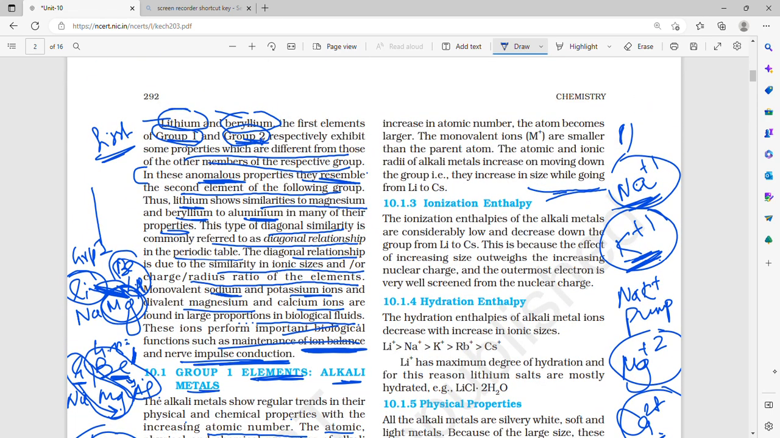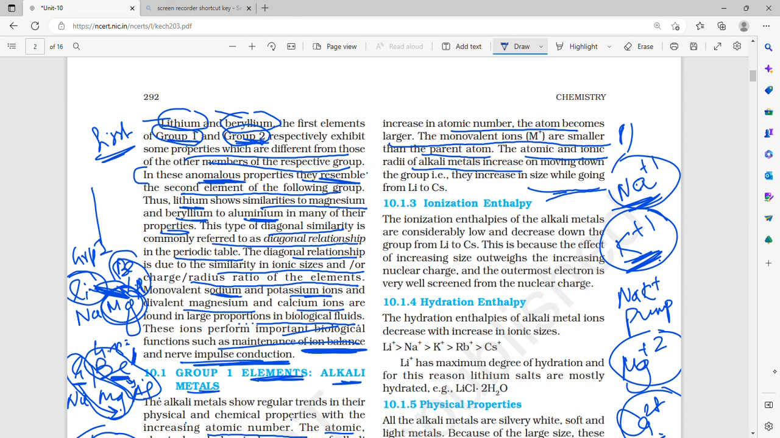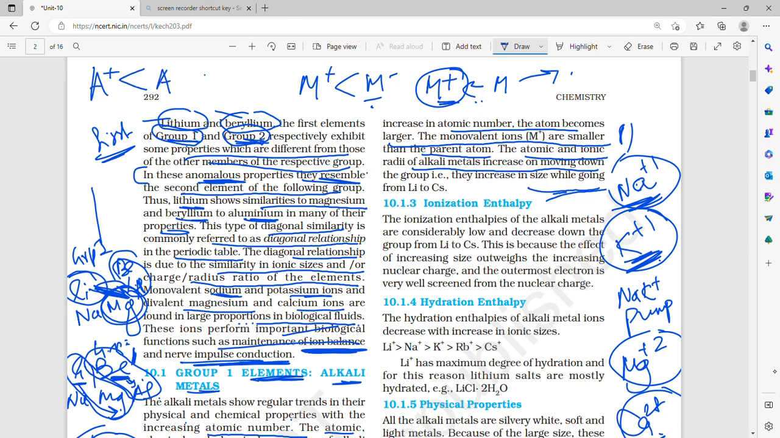With the increase in atomic number, the atom becomes larger. The monovalent M+ ions are smaller than the parent atom. The atomic and ionic radii of alkali metals increase on moving down the group, obviously. When M gives one electron away and changes to M+, the atomic size of M+ is going to be lesser than the neutral. Hypothetically, if we take an element A, then A+ is going to be lesser than A neutral, which is going to be lesser than A with a negative charge.